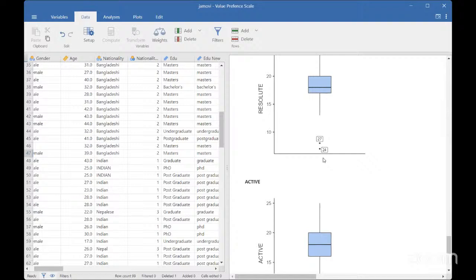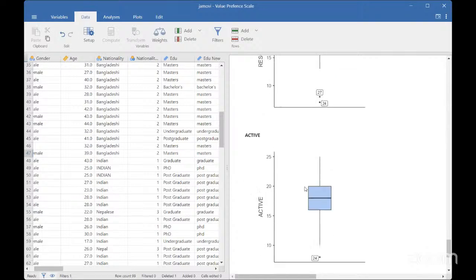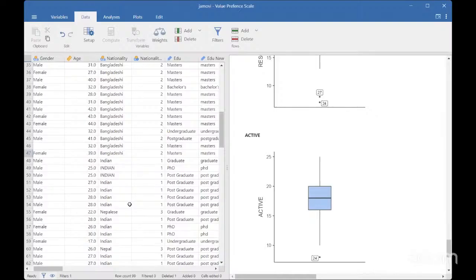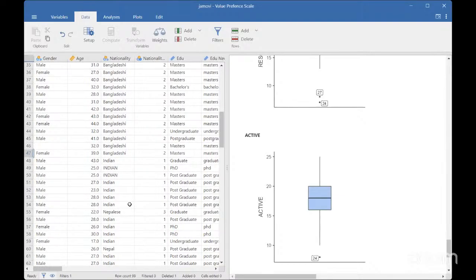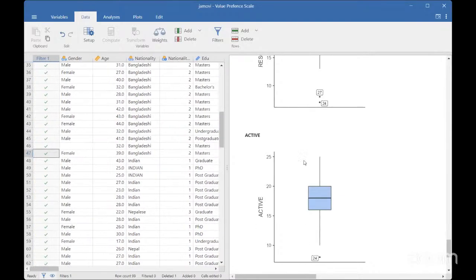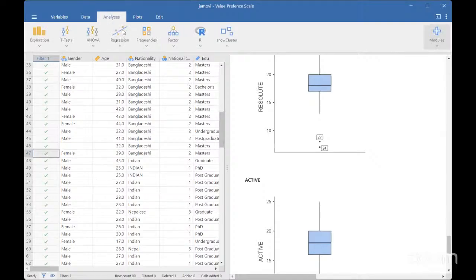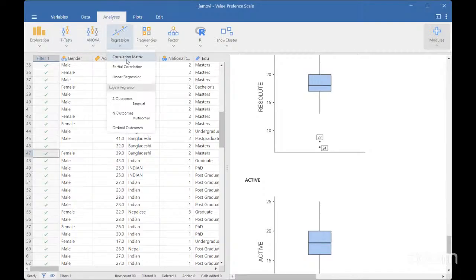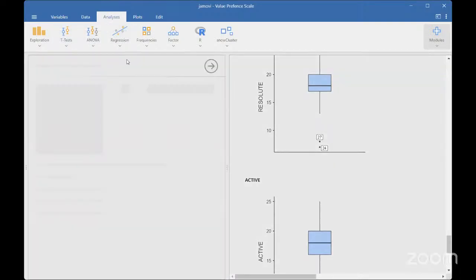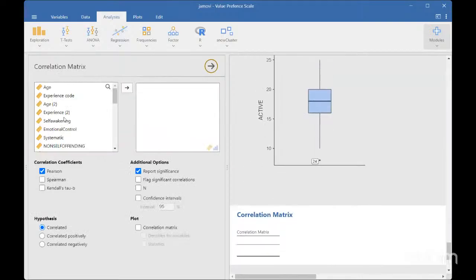And now, Usmita, you do one thing. You check the correlation. So you click the analysis, then regression, then correlation matrix. Now you select the variables.